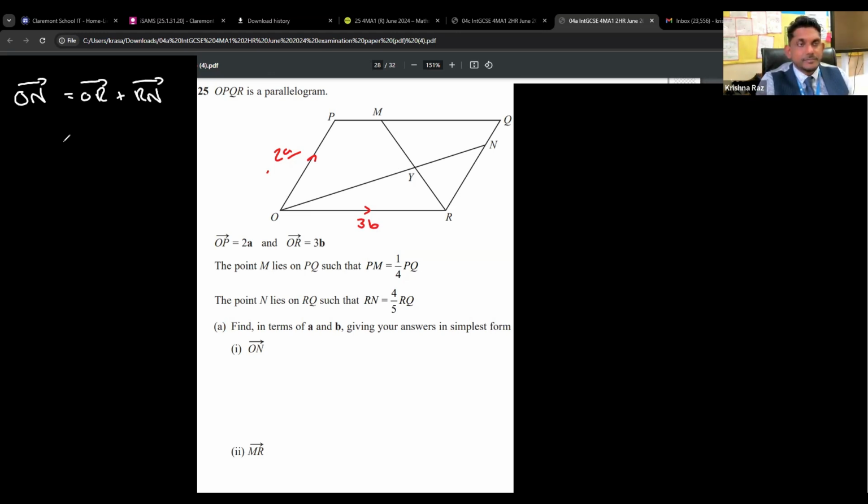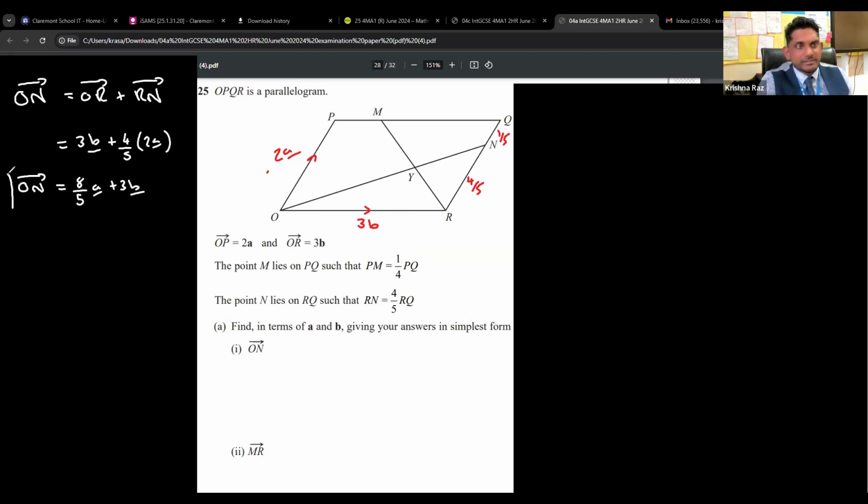Well, OR is 3B. And RN is RQ, and RN is 4/5 of that ratio. So this is 4/5 here, and that is 1/5. So we want 4/5 of 2A because the whole length of RQ is 2A. So plus 4/5 of 2A. So that is 8/5 A plus 3B, and that is our ON.